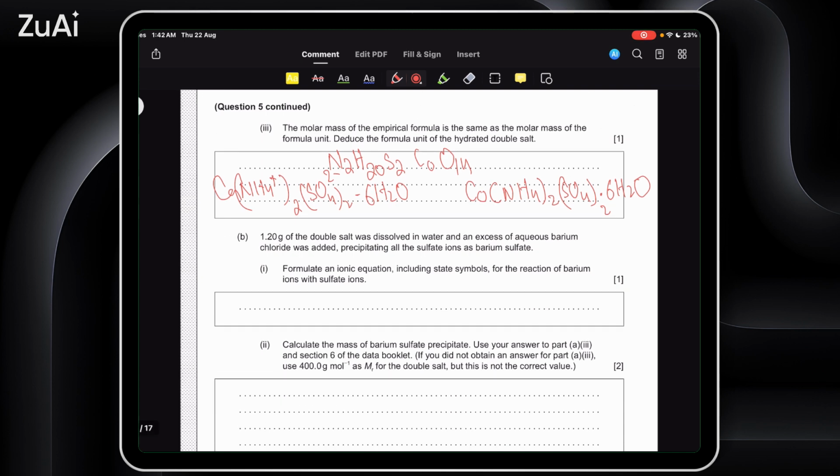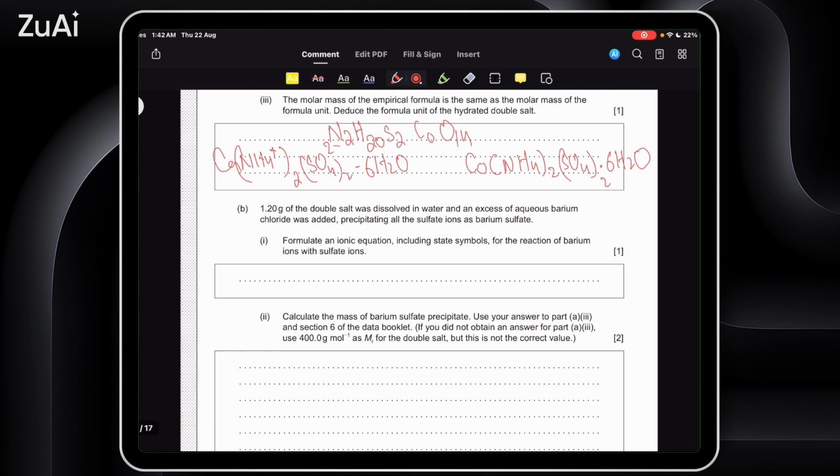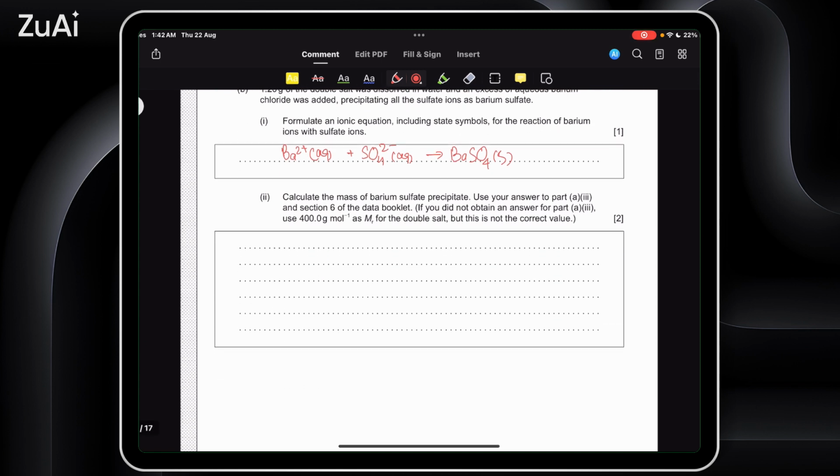Ionic equation for the reaction of barium ions with sulfate ions. So barium has +2 charge. It reacts with sulfate to form barium sulfate solid because it is water insoluble. Calculate the mass of barium sulfate precipitate using your answer. If you did not obtain it, yeah.